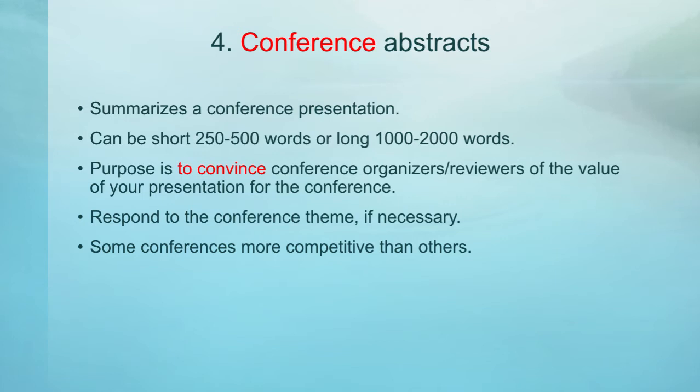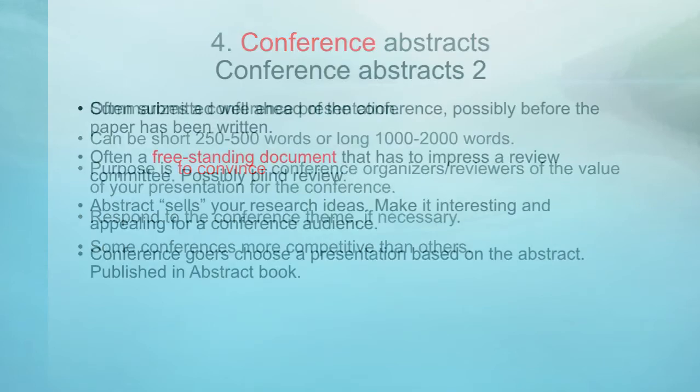The purpose of a conference abstract is to convince the conference organizers or the reviewers of the value of your presentation for that particular conference. So if there's a conference theme, you want to try and respond to the theme in the abstract. Now, not all conferences are very strict about this, but usually conferences have themes and you want to try and respond to it in your abstract. Some conferences are more competitive than others. Some conferences accept all the abstracts. Other conferences only accept a certain number of abstracts.